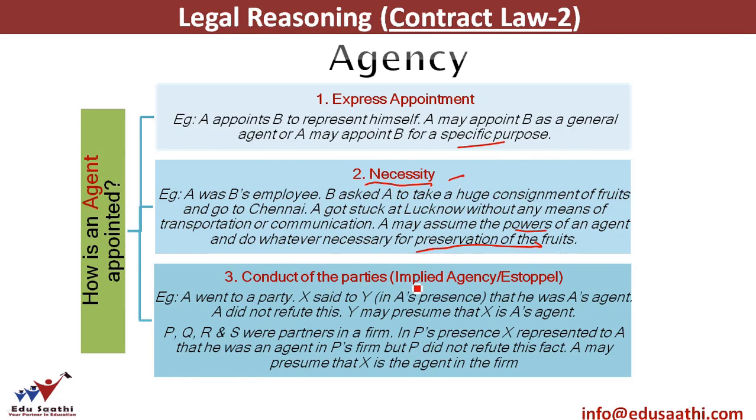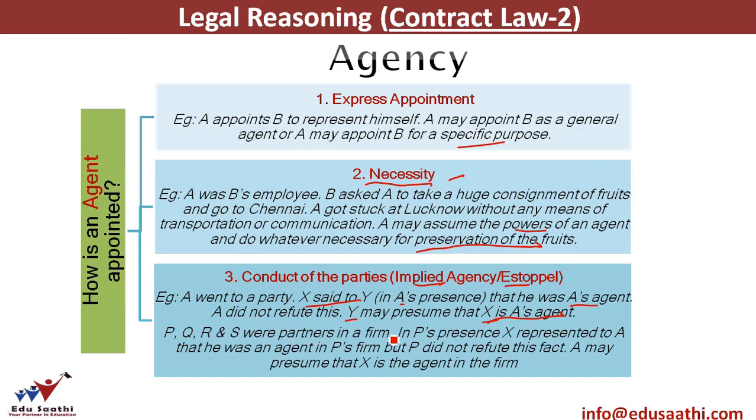Third is conduct of the parties, that is implied agency or estoppel. Example, A went to a party. X said to Y in A's presence that he was A's agent. A did not refuse this. So Y may presume that X is A's agent. A's being silent when X said to Y that he is A's agent amounts to the presumption by Y that X is A's agent. So in this case, the act of the parties has given implied agency to X.